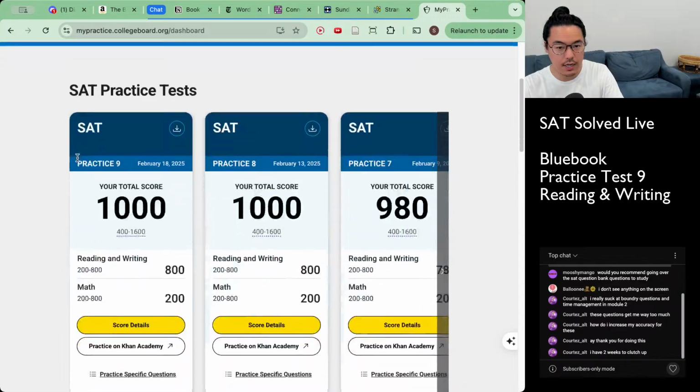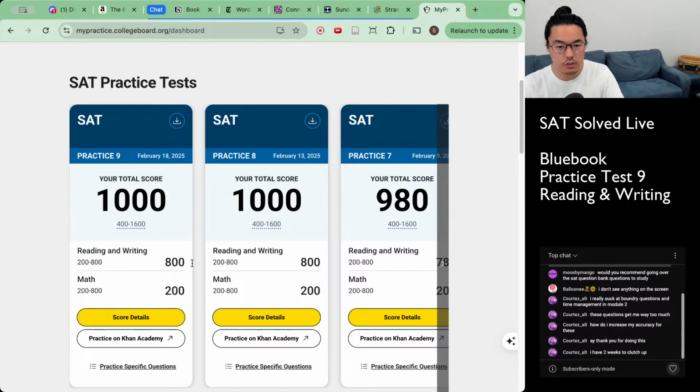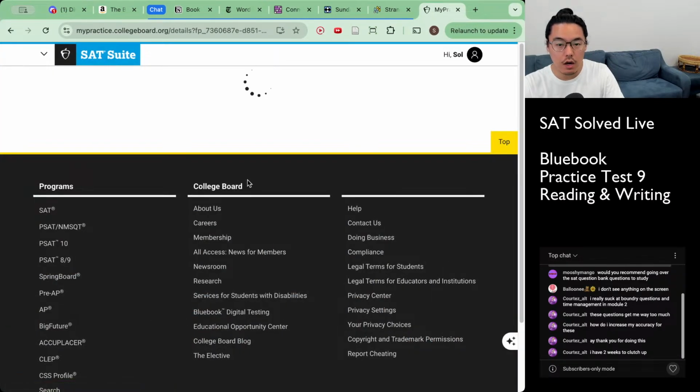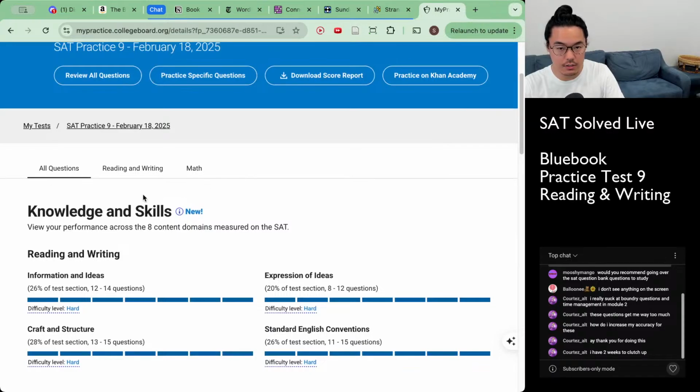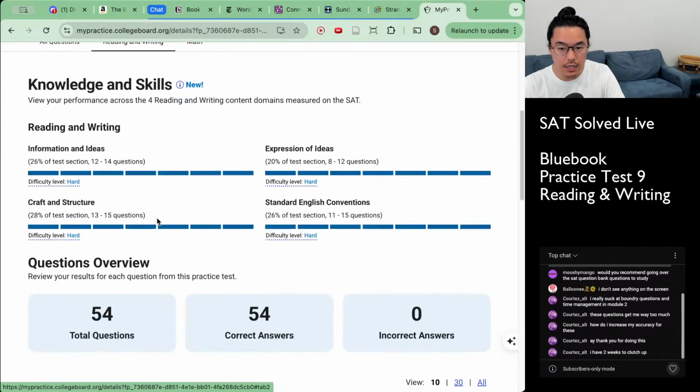And what did I get? I got 1,000, which is 800 and 200 on the math, because math I did not solve. Reading and writing, I got 54 out of 54.